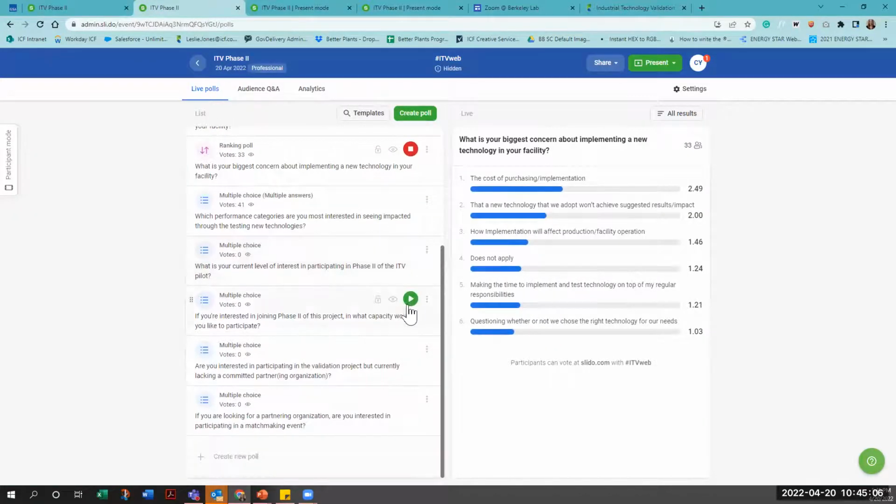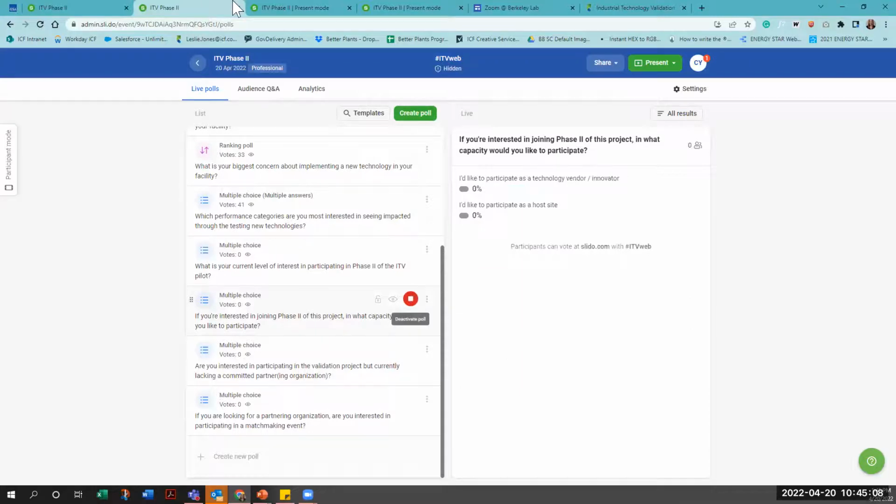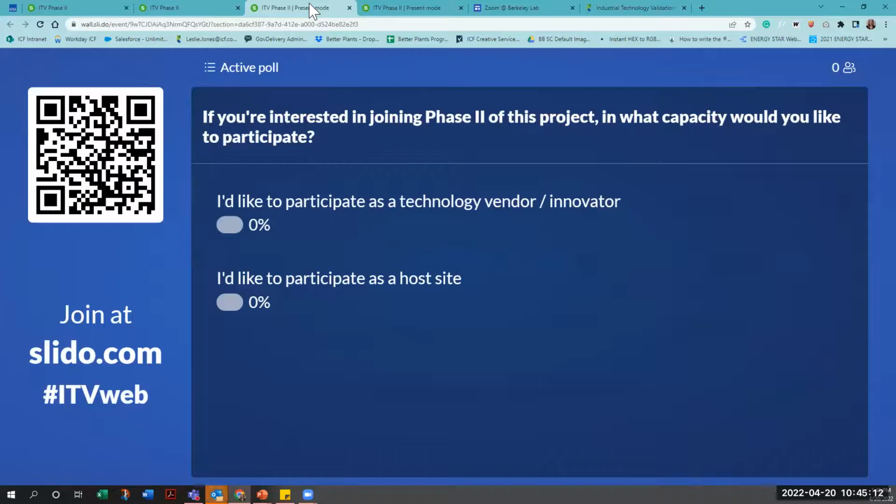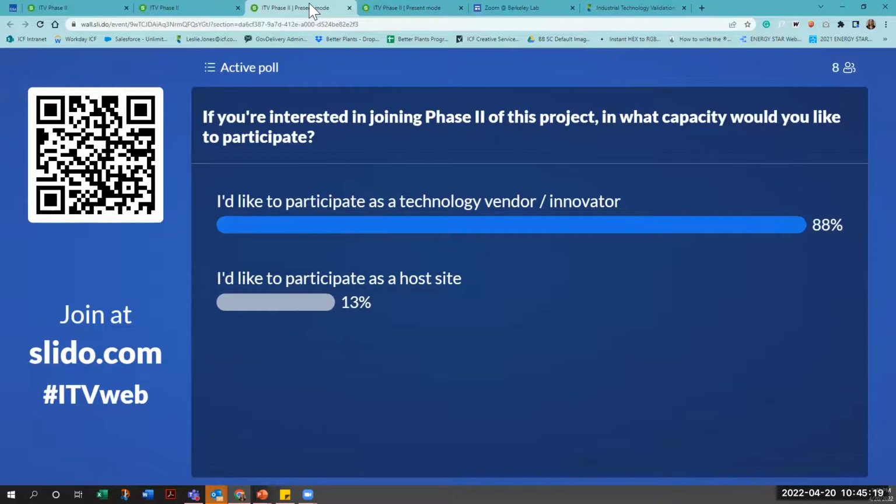These last 3 questions are more about your interest in participating in the program. If you are interested in joining, in what capacity would you be joining? How many tech vendors do we have that are interested? How many host sites are on the line? We just want to get an idea of what we're working with here. It looks like we have a decent amount of innovators so far, but we have only 16 votes in, so we'll just leave this up.